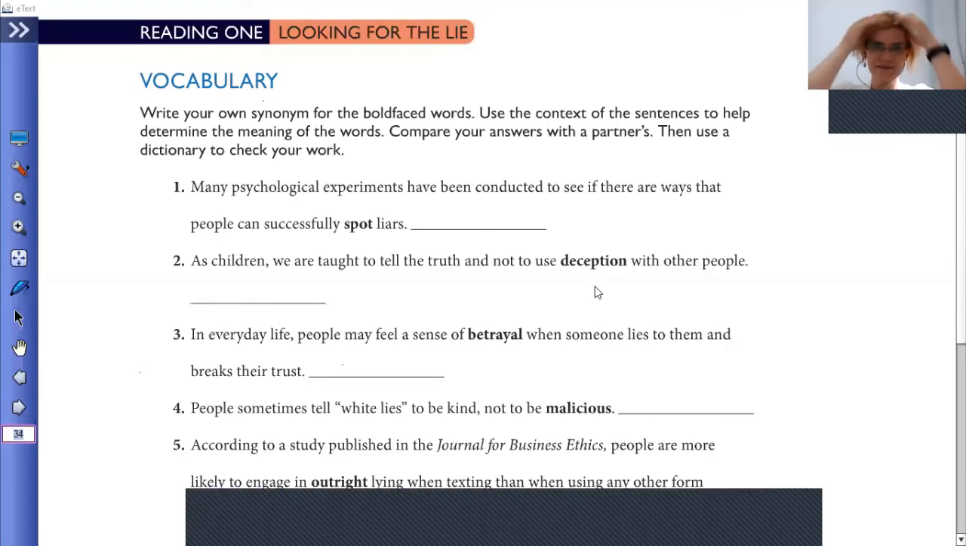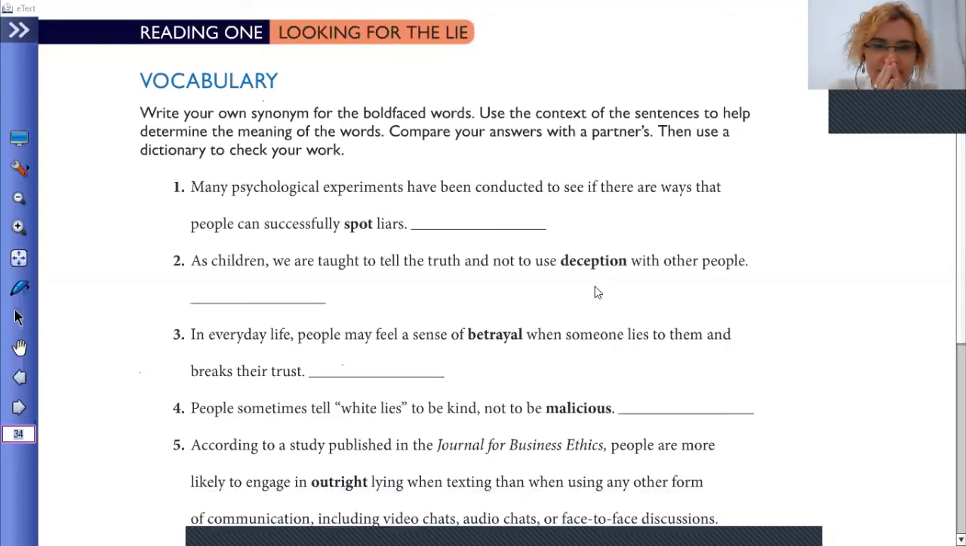Many psychological experiments have been conducted to see if there are ways that people can successfully spot liars. The synonym is recognize. Yeah, very good. Recognize. It could be notice. It could be locate. It could be detect. We're just gonna write down recognize.